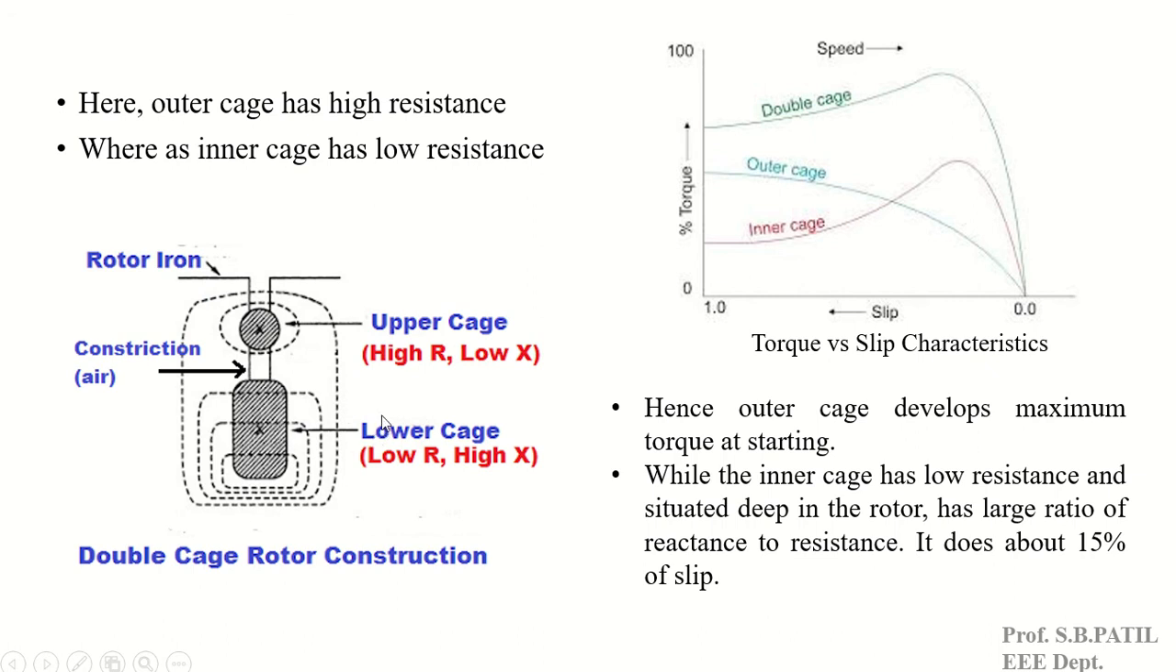From this, we will get the torque-slip characteristic curve for the inner cage. This is the curve for the inner cage and this is the curve for the outer cage. And the combined characteristics of the inner cage and outer cage will give the double cage characteristic curve of the torque-slip curve.